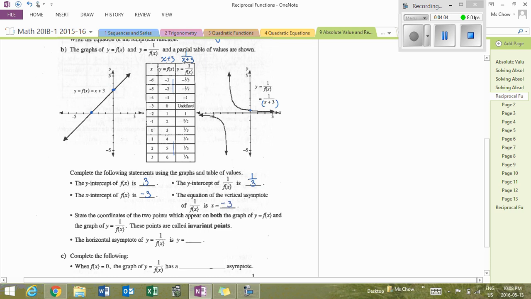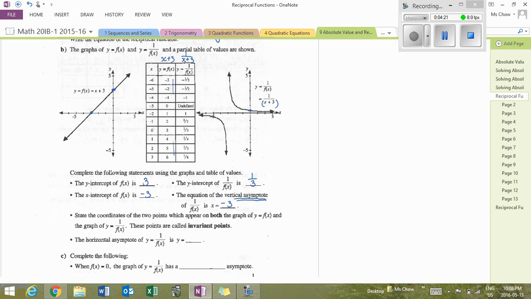The equation of the vertical asymptote of 1 over f of x is x is equal to negative 3. So I'm guessing that some of you guys may not have gotten this part of it. What is a vertical asymptote? An asymptote is essentially a fixed line that a graph or a curve will approach but will never cross.